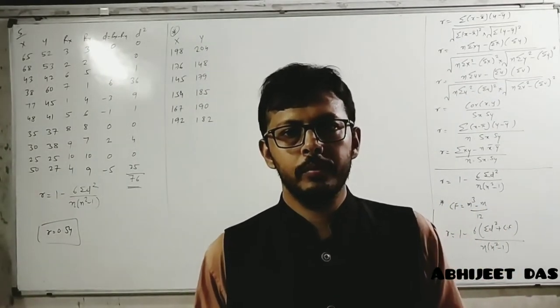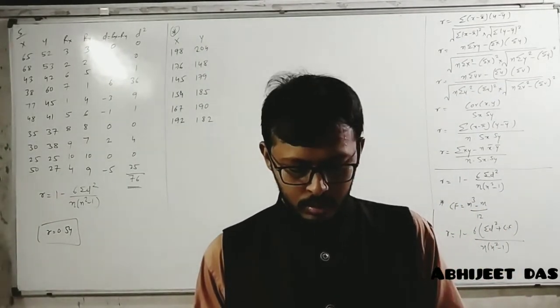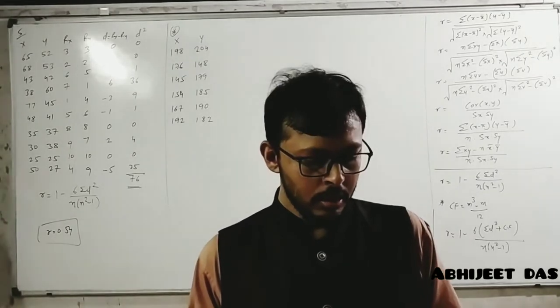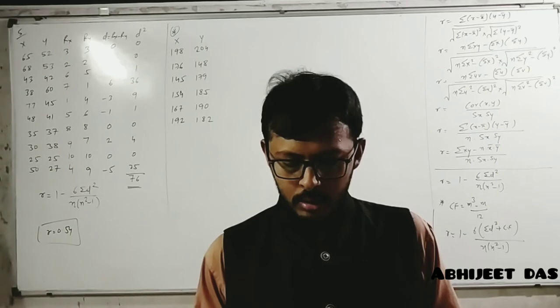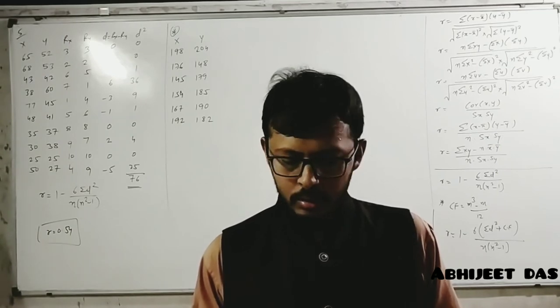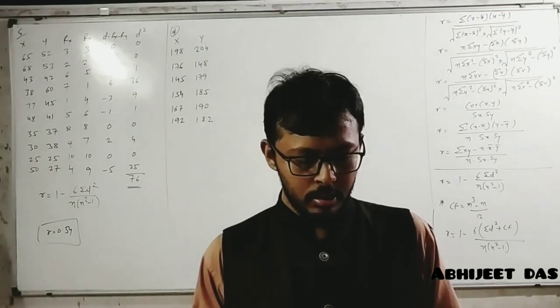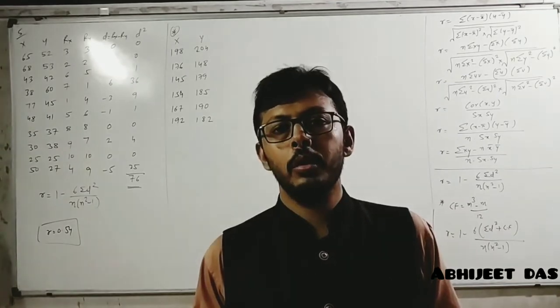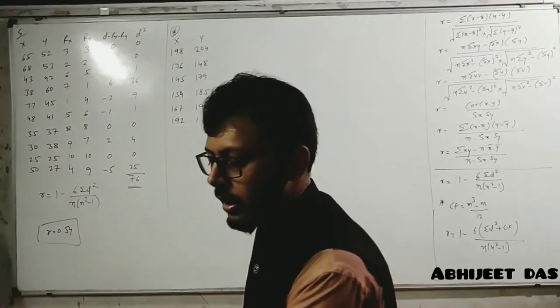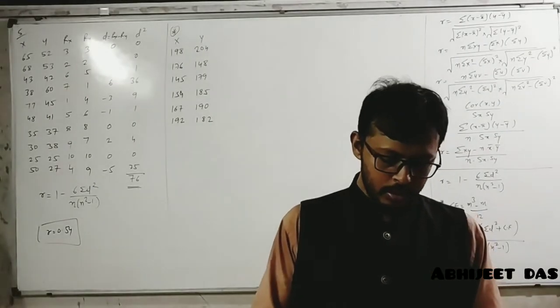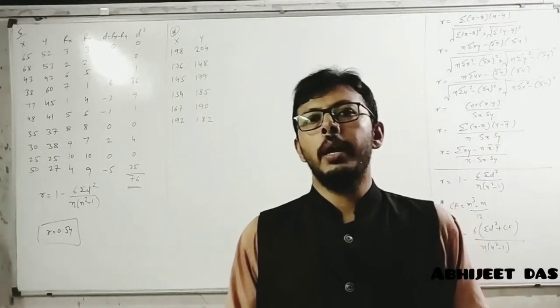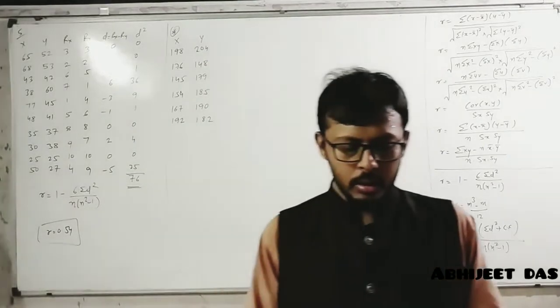Y: 102, 101, 97, 98, 38, 101, 97, 92, 95 and 95. The answer for it is minus 0.23.